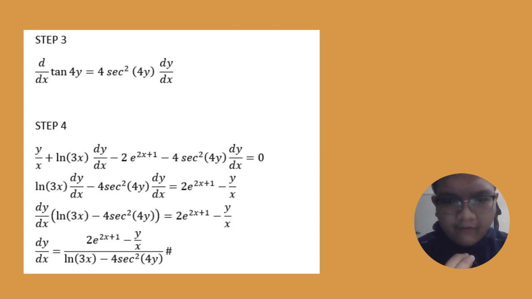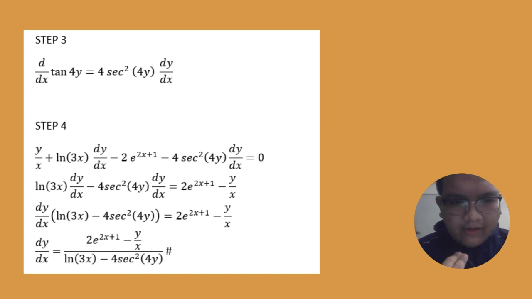We differentiate tan 4y. d over dx of tan 4y after we differentiate equals 4 secant square 4y dy/dx. After we differentiate all the equation, we move to step 4. We write again the differentiation: y over x plus ln 3x dy/dx minus 2 exponent 2x plus 1 minus 4 secant square 4y dy/dx equal to 0.